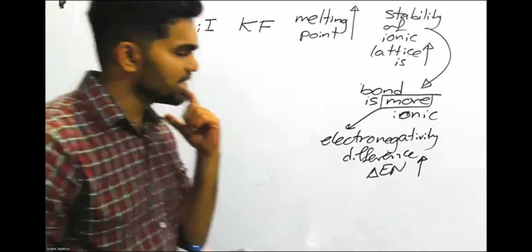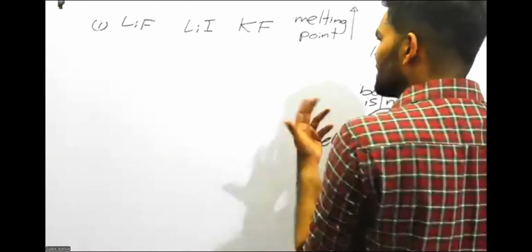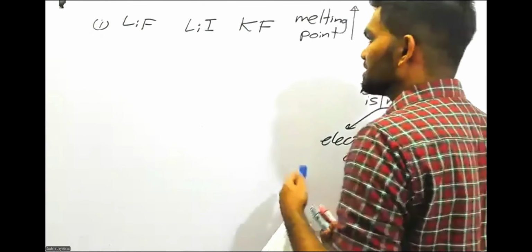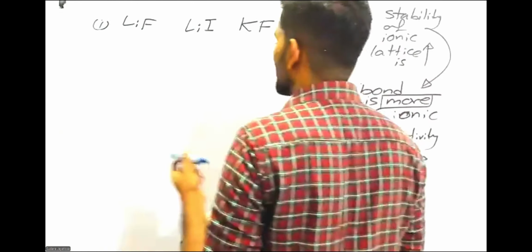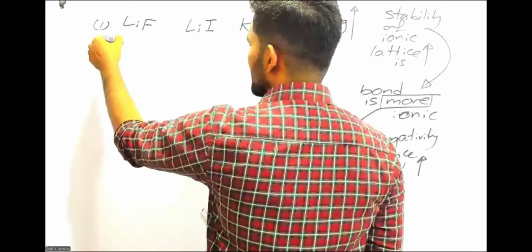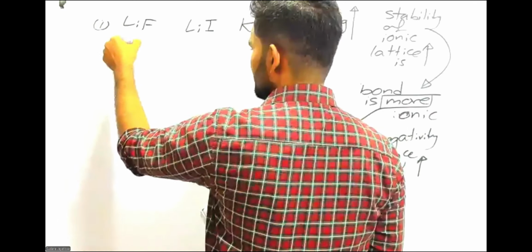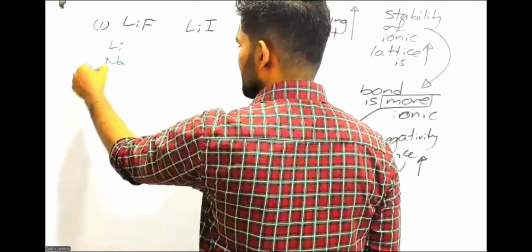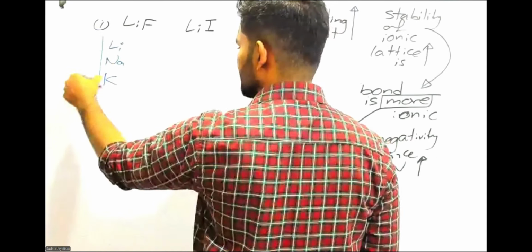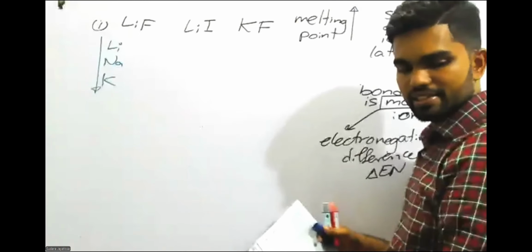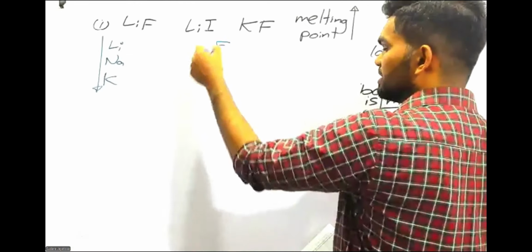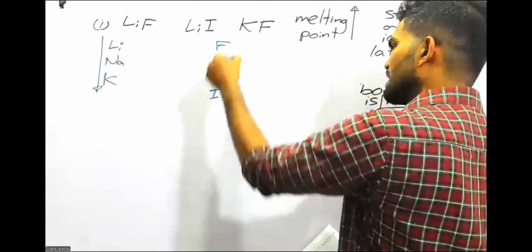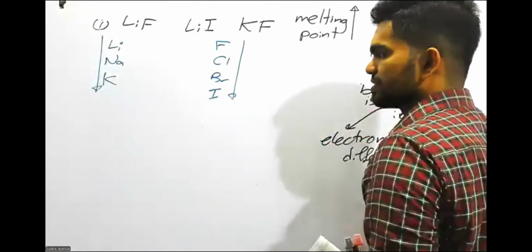Right now, let's say who's having the highest electronegativity difference? You have these elements: lithium, fluorine, potassium. Lithium, sodium, potassium are found in group 1. Down the group, electronegativity decreases. Then you have fluorine and iodine. Fluorine, chlorine, bromine, iodine. So iodine also has a lower electronegativity.